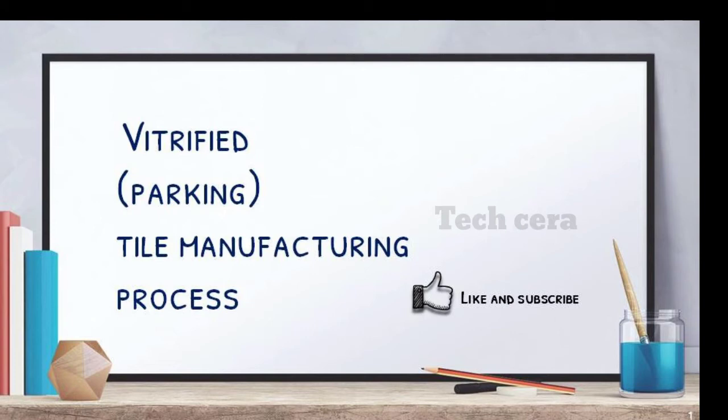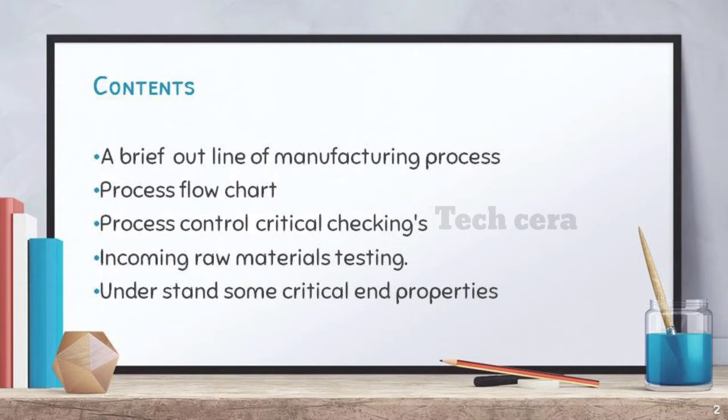Today our topic is tile manufacturing process. Let's go into the video. Here we have 5 main contents. First one is a brief outline of the manufacturing process. Second one is process flowchart. Third one is process control critical checking. Fourth one is incoming raw materials testing. And fifth one is understanding some critical end properties.